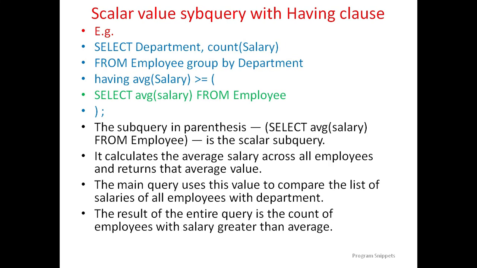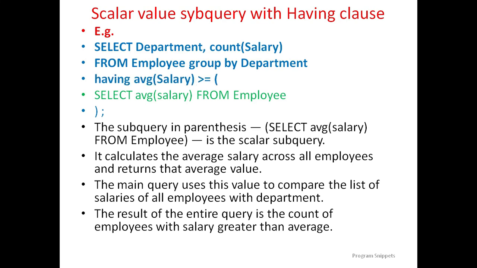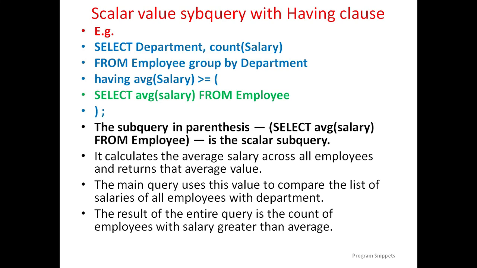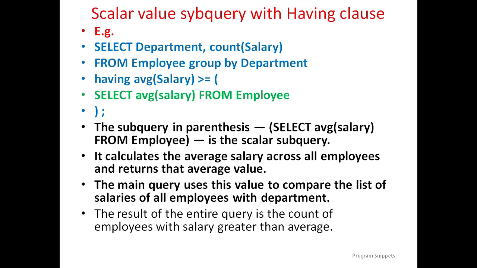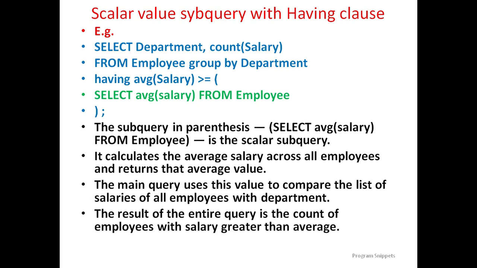Next we'll see scalar value subquery with having clause. For example, here we'll give the query select department and count salary from employee group by department and having average salary greater than or equal to select average salary from employee. Here the subquery in parentheses, that is select average salary from employee, is the scalar subquery. It calculates the average salary across all employees and returns the average value. The main query uses this value to compare the list of salaries of all employees with department, and the result of the entire query is the count of employees with salary greater than average.